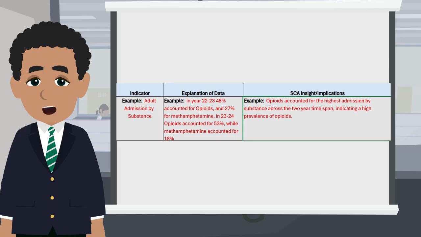Now you will use the data to identify patterns, consistencies, or key observations to interpret what the numbers mean. The Keystone State has identified that opioids accounted for the highest admission by substance across the 2-year time span, indicating a high prevalence of opioid admissions.